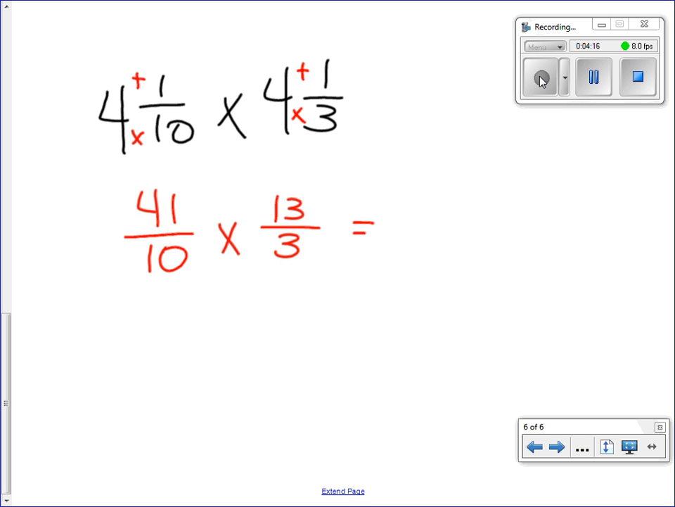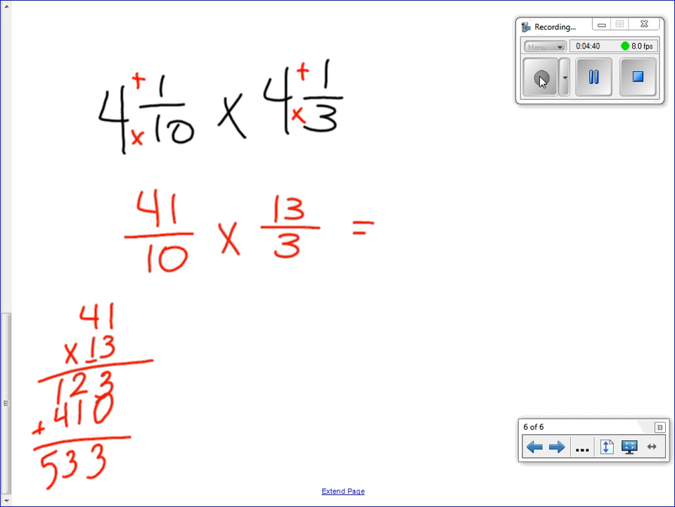All right, you know how to do all these steps. So we're going to do 41 times 13. And that's not one that's a mental math, so you'll just work it out. 3 times 1 is 3. 3 times 4 is 12. Finish with the 3. Drop your 0. Multiply by the 1. That's really a 10. 1 times 1 is 1. 1 times 4 is 4. Add these up, and you get 533. So that's our numerator. And then 10 times 3 is 30. So I end up with an improper fraction.